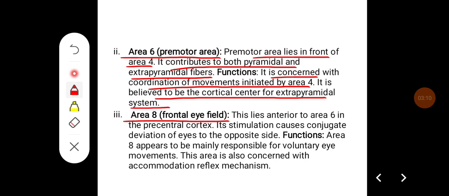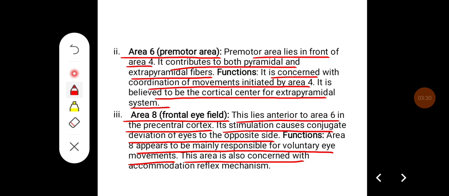Area number 8, which is called the frontal eye field, lies anterior to area 6 in the precentral cortex. Its stimulation causes conjugate deviation of the eyes to the opposite side. The functions of area 8: it appears to be mainly responsible for voluntary eye movements, and this area is also concerned with the accommodation reflex mechanism.